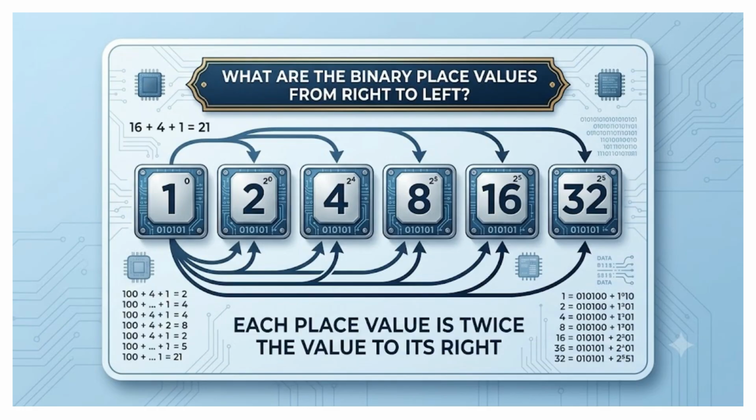Remember this important rule. Every binary position has a fixed place value, but you only include that value in the calculation when the digit is 1. Once you remember the sequence of place values, converting binary numbers to decimal becomes simple and straightforward.